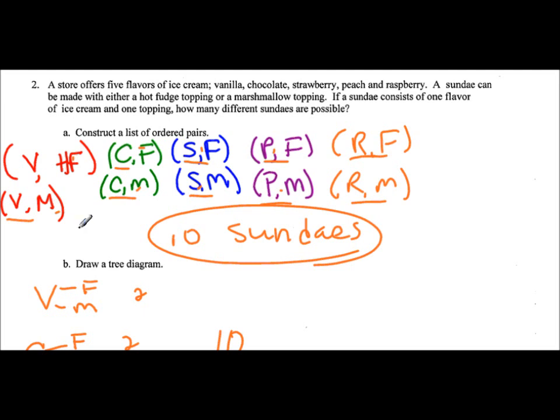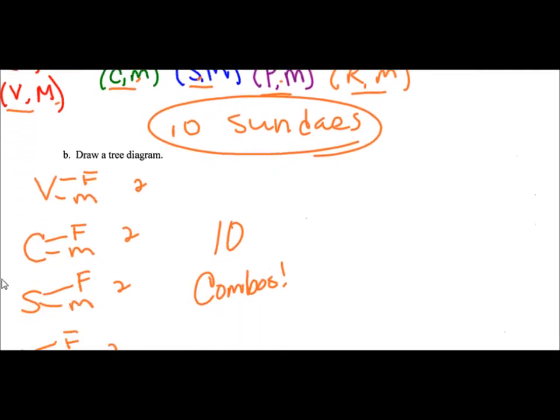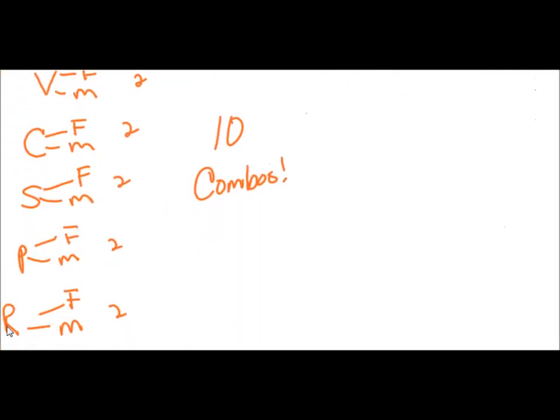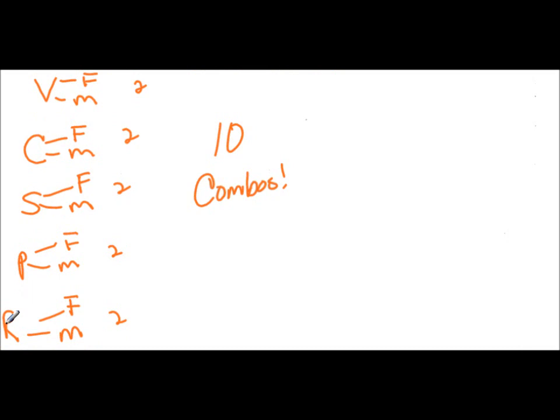Now, doing our tree diagram, it looks like this. Here we go. We have vanilla, chocolate, peach, raspberry, and strawberry. And we have 2 branches on each one, again giving us 10 combinations. By the way, it doesn't matter if you put the ice cream first or the topping first. Just take a look here.